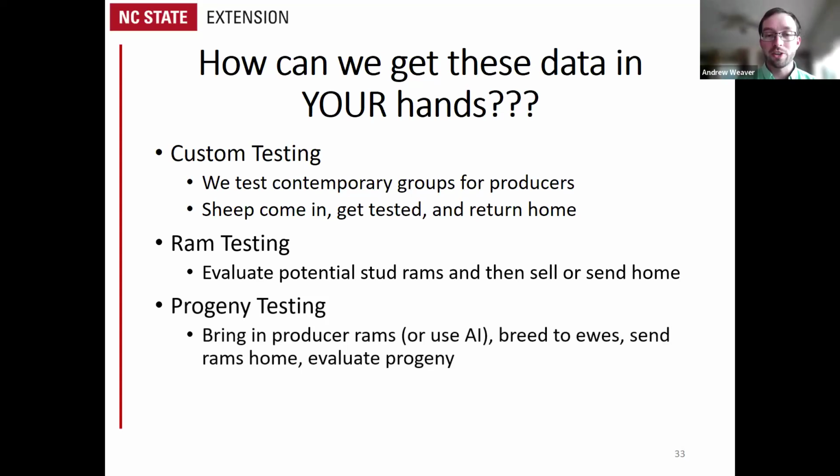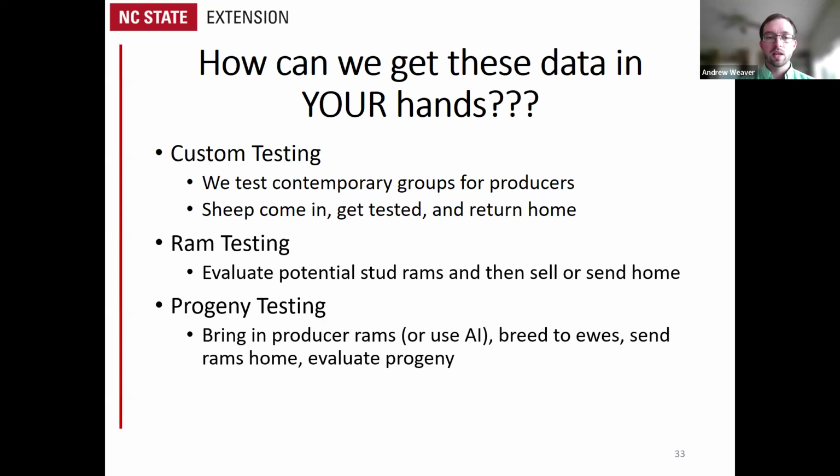Can we do some progeny testing? In my opinion, progeny testing has a lot more value than ram testing, because progeny testing allows you to evaluate an entire progeny contemporary group rather than just one individual. So now instead of just getting data on one individual ram lamb, we're getting data on 15, 20 progeny out of a given ram. That average across 15 or 20 progeny is a far more accurate representation of that animal's genetic merit than one individual metric alone.